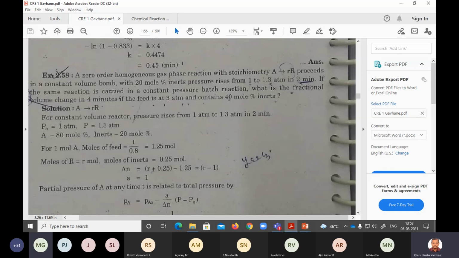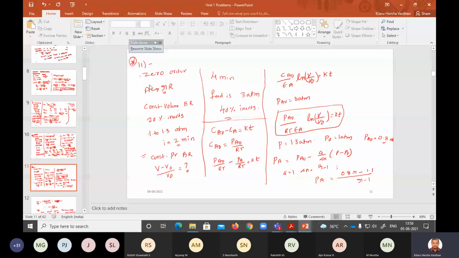Okay. This is the problem. Then I'll give you the solution. Now you see a zero order reaction. A gives R, in a constant volume batch reactor with 20% inerts. The pressure changes from 1 to 1.3 atmospheres in 2 minutes. If the same thing is happening in a constant pressure batch reactor, what is the fractional change in volume? That is what I asked.